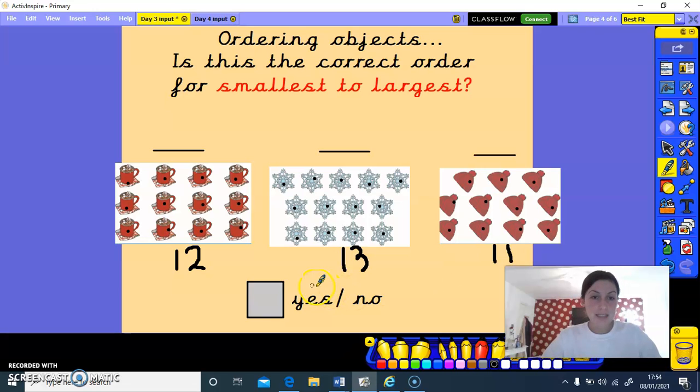No, I haven't, have I? Let's give it a cross. Which number should come first? Which is the smallest number? 11, isn't it? So I'm going to put my number 1 here, as that should be at the start. What comes after 11? Brilliant, 12. And then the biggest number is 13. That is our largest number. So the smallest, 11, 12, 13. Fabulous. Thank you so much for the help, guys.